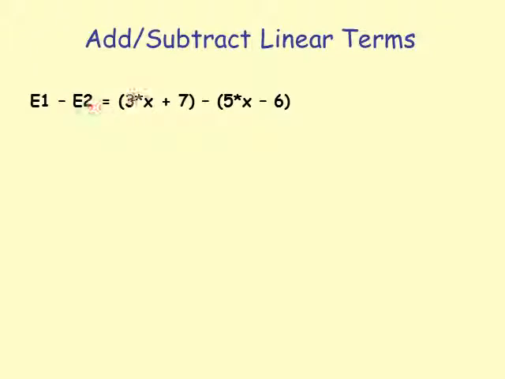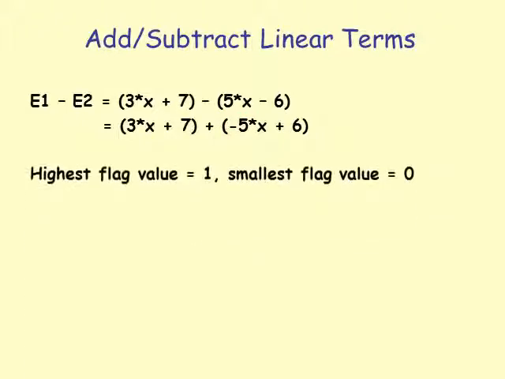So E1 minus E2 is, that's what it is, 3 times x plus 7. We are repeating some of the sections from the previous slide, which is that after we transpose, the highest flag value now is 1. Look at here, we just transposed, and what we did is we multiplied and divided by minus 1. When you multiply this minus sign by minus 1, it becomes positive. When I divide 5 times x by minus 1, it becomes minus 5 times x. And when I divide minus 6 by minus 1, it becomes plus 6.